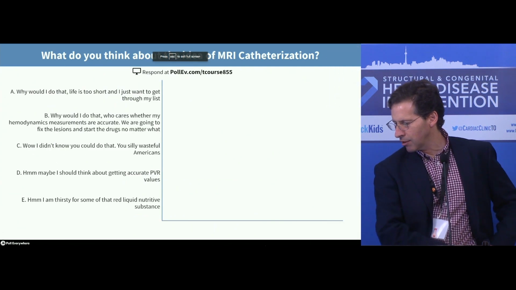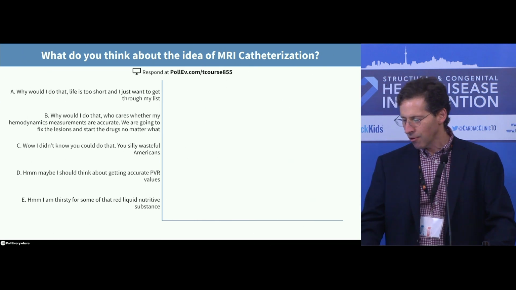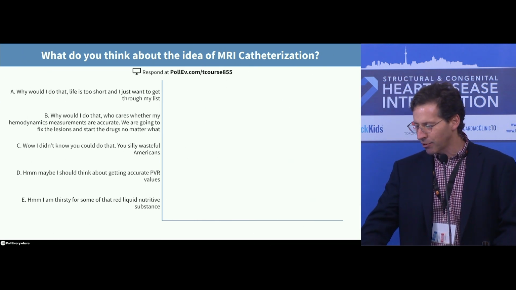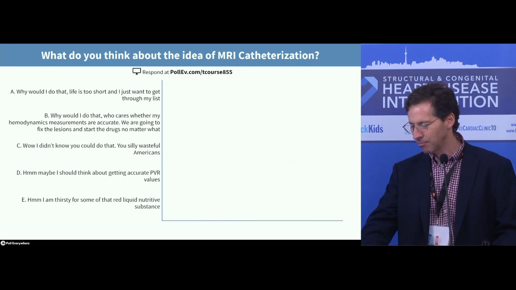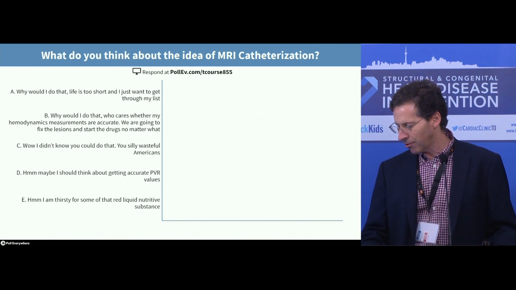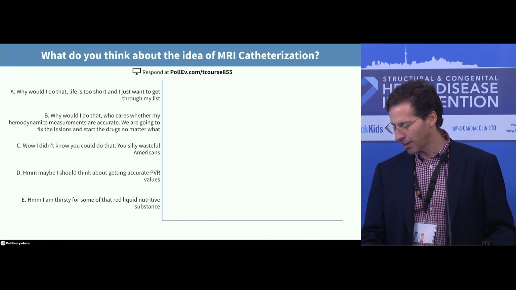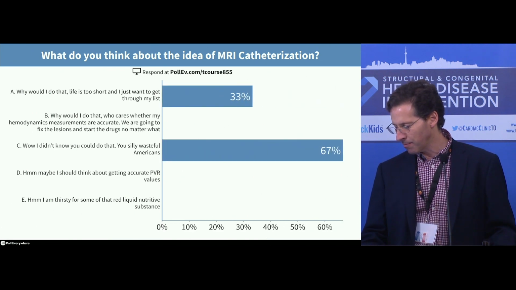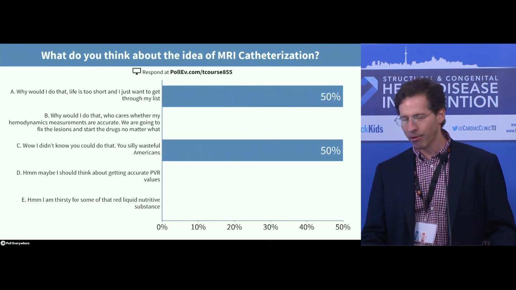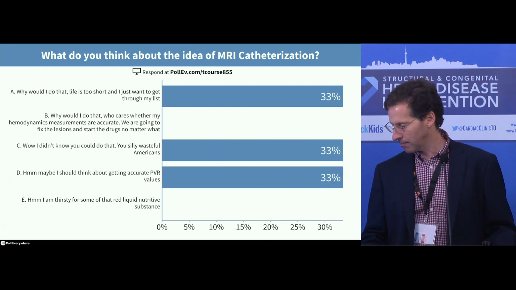Okay, I like this. So what do you think about the idea of MRI catheterization? A, why would I do that? Life is too short and I just want to get through my list. B, why would I do that? Who cares whether my measurements are accurate? We're going to fix the lesions anyway. C, wow, I didn't know you could do that, you silly, wasteful Americans. D, maybe I should think about getting accurate PVR values. Or E, I'm thirsty for some of that red, liquid, nutritive substance that was shown in the first slide.